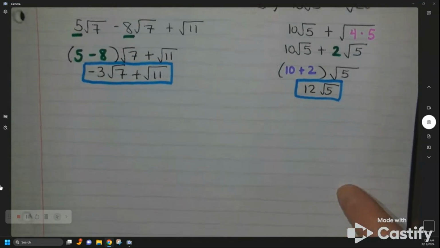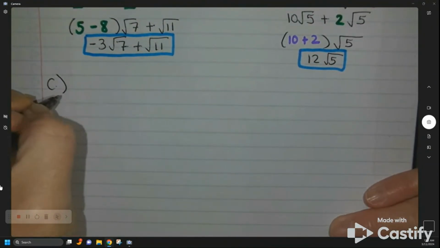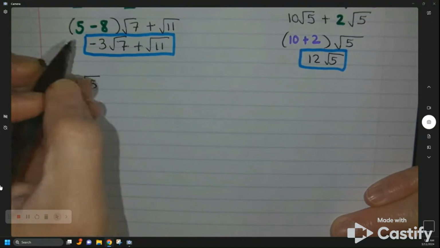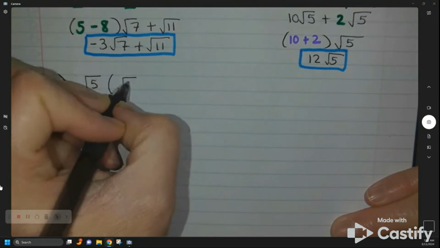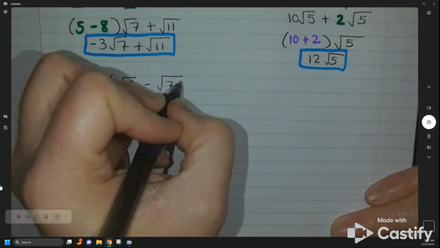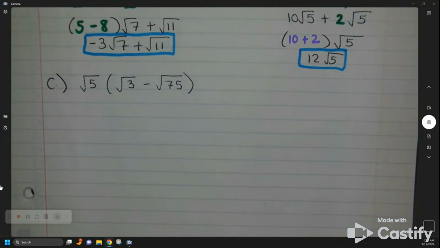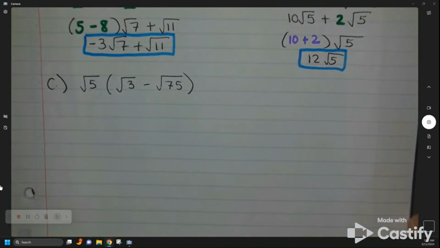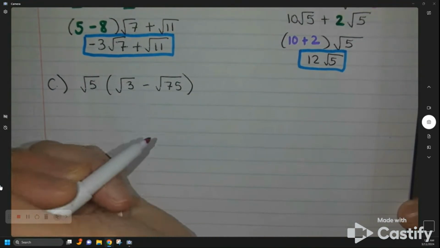All right, let's do letter C. So letter C, we have the square root of 5 times the quantity, square root of 3, minus the square root of 75. So first thing we have here is some distributive property, right? Just like when we would have a regular whole number or integer and multiply it by the terms inside the parentheses, we're going to do that again.